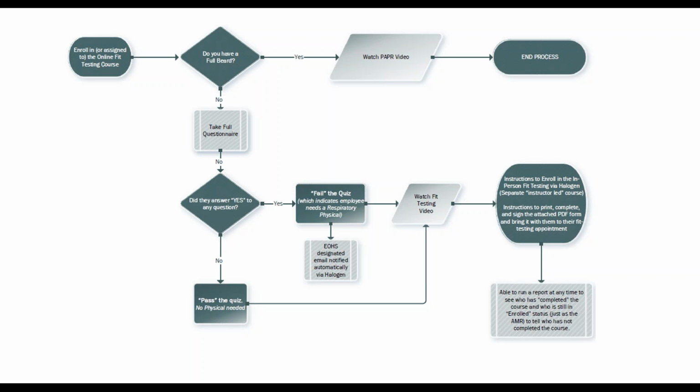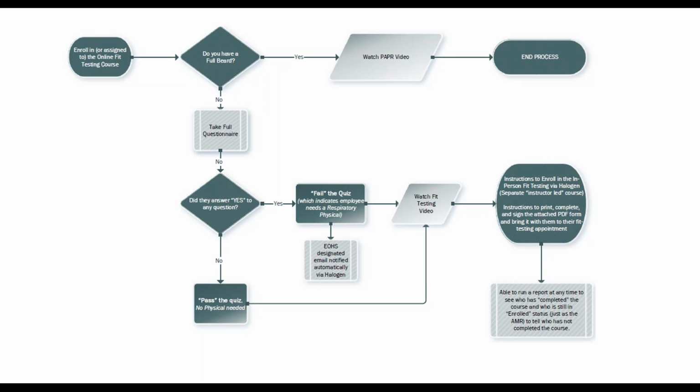And then if they answered no to all the questions, I don't have any cardiac issues, respiratory issues, I don't have any problems wearing a mask, I haven't gained or lost weight, everything is fine, then the way we set it up is you would pass the quiz. No physical was needed.